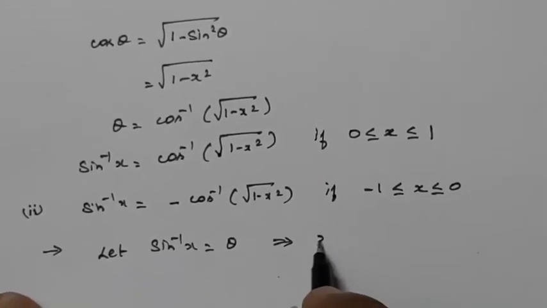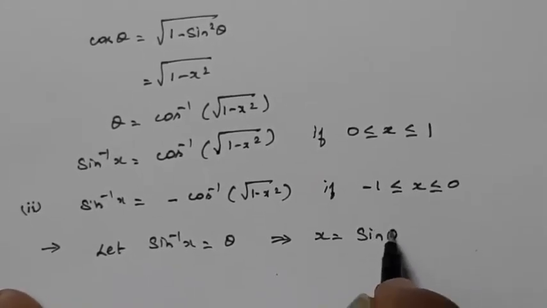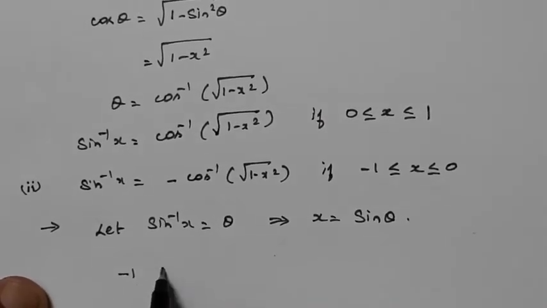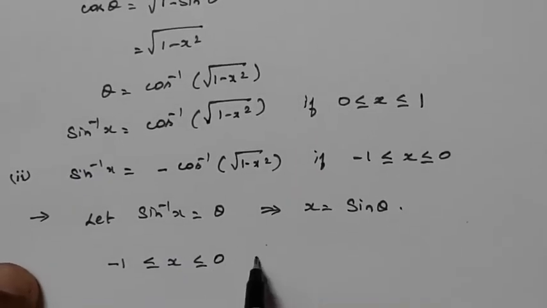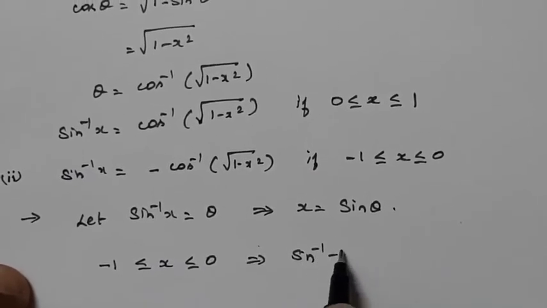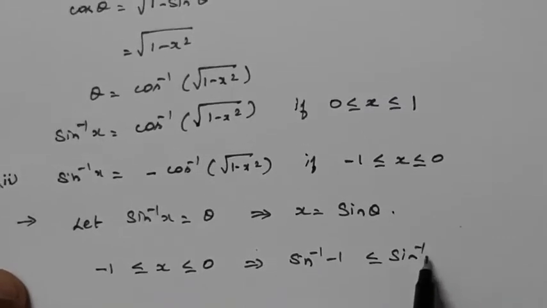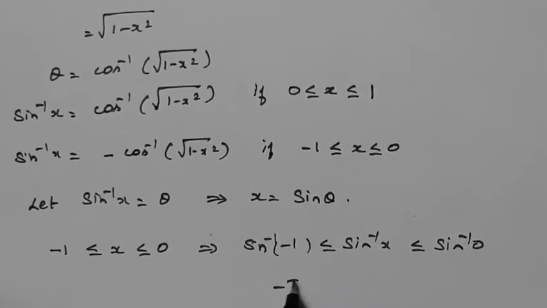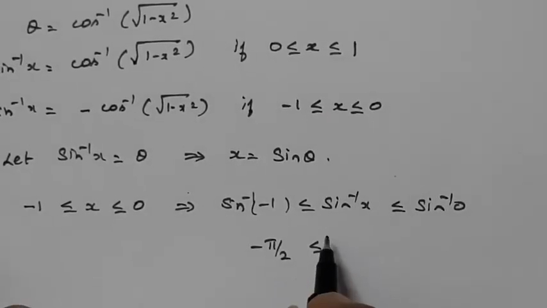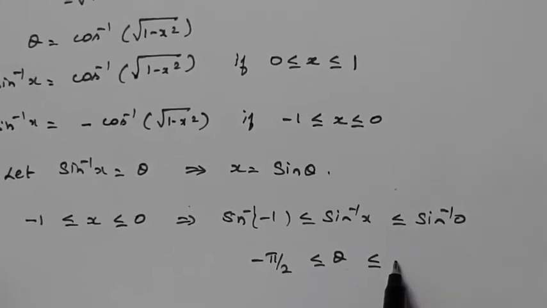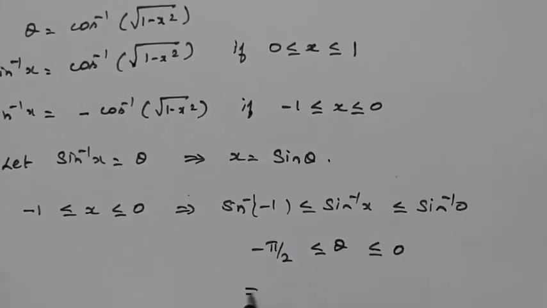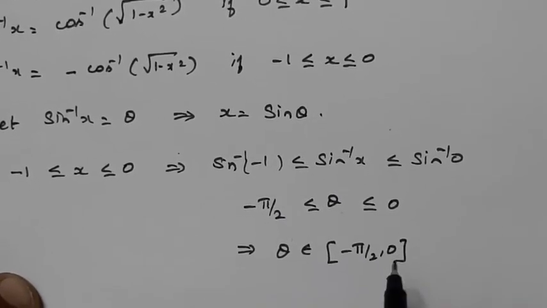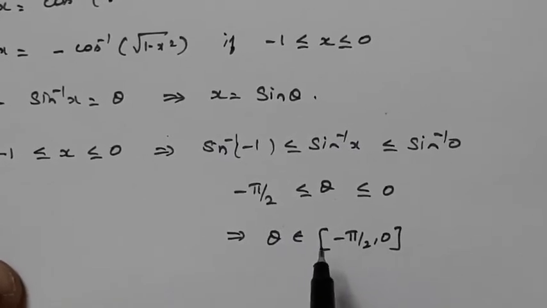So, this implies that by definition we have x is equal to sin theta, right. Now, as in the previous proof, minus 1 less than or equal to x less than or equal to 0 implies sin inverse of minus 1 less than or equal to sin inverse of x less than or equal to sin inverse of 0. Sin inverse of minus 1 is nothing but minus pi by 2, and sin inverse of x is theta by assumption, and sin inverse of 0 is 0. That means that theta belongs to the closed interval minus pi by 2 to 0. Minus pi by 2 to 0 means theta lies in the fourth quadrant.